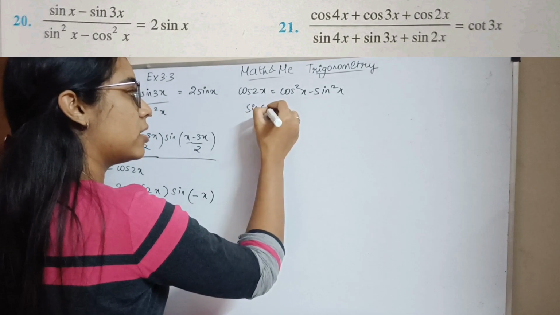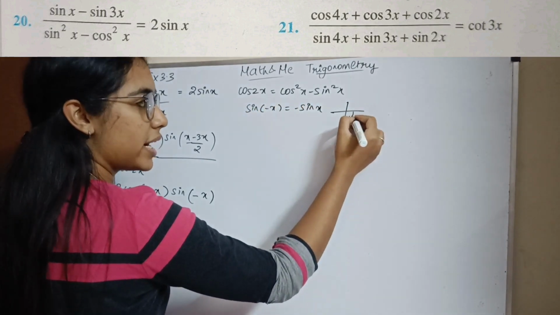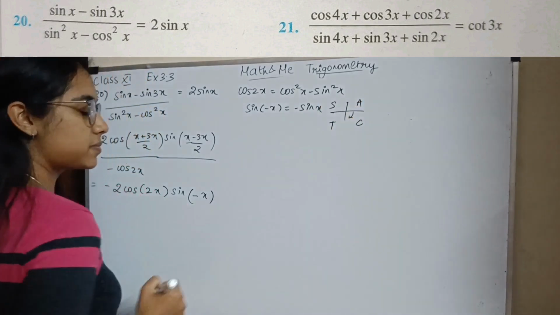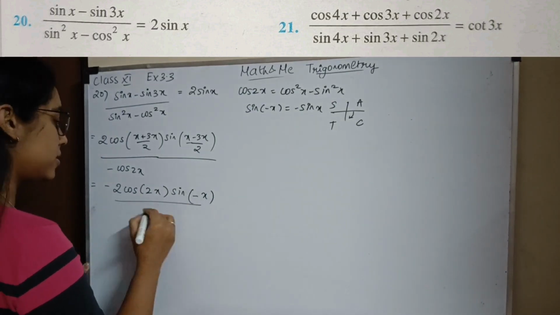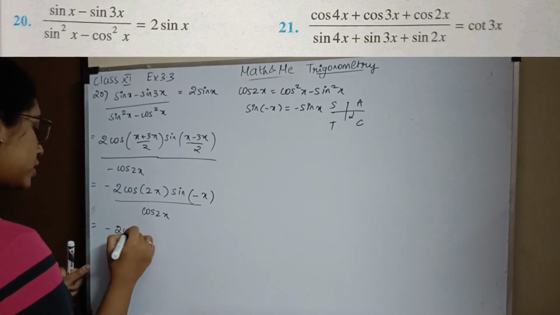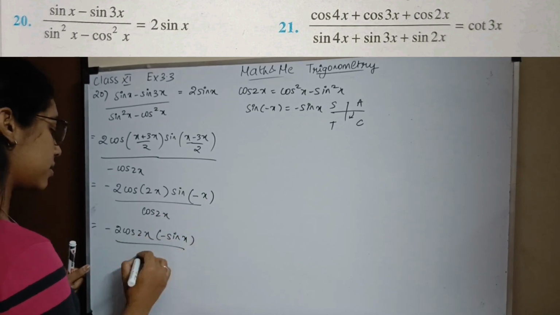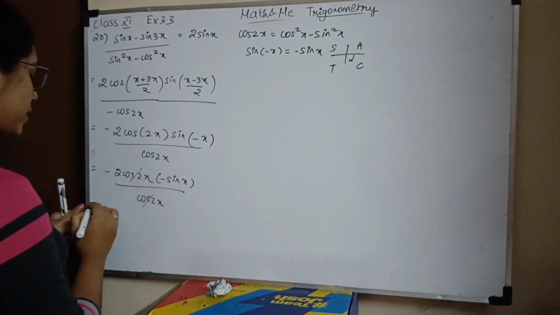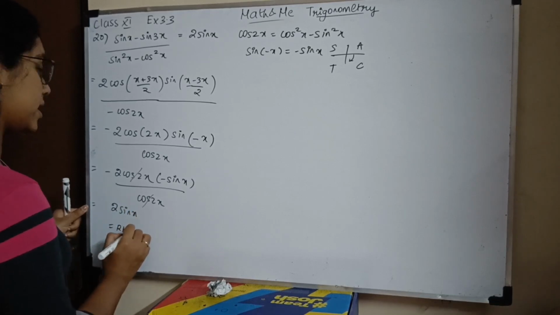Correct? Sin of minus x is minus sin x because we are dealing with the fourth quadrant. Minus x is here. In the fourth quadrant only cos is positive. All Silver Teacups. Correct? So, I will have minus sin x. So, this is nothing but, don't forget the denominator, cos 2x. So, which is minus 2 cos 2x times minus sin x divided by cos 2x. So, the cos 2x and cos 2x are getting cancelled. Minus into minus is plus. So, I am left with 2 sin x, which is equal to RHS. Okay.